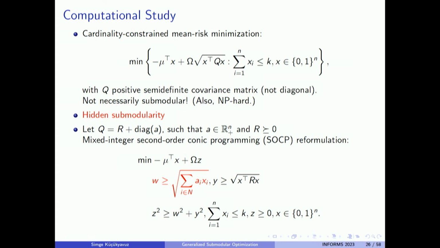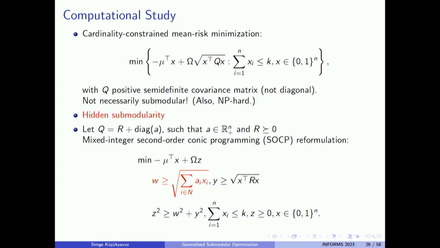And then z, the function that captures the risk that's multiplied by omega in the objective, while z squared is going to be w squared plus y squared. That's a second order conic function that the solvers today recognize and can deal with. So that's something that we can deal with. And then the cardinality constraint, binary variables, and so on. So this is something that the solvers will accept. This will be my baseline comparison without exploiting submodularity.